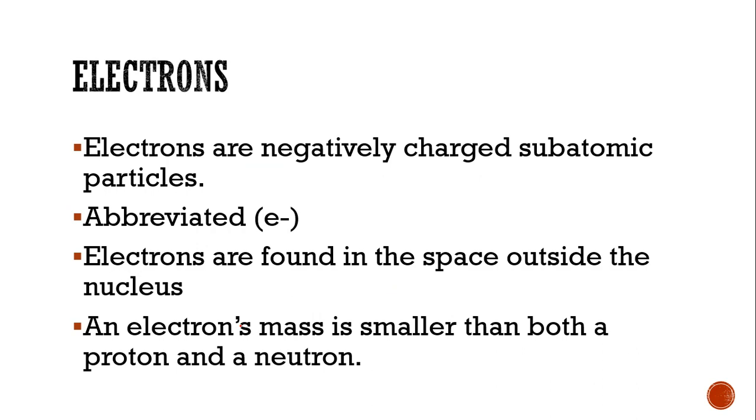The second type of subatomic particle are electrons. Electrons are a little bit differently than protons. They have the opposite charge. Instead of being positive, electrons are negatively charged. Think of like electricity, negative charge. This is abbreviated with an E, which stands for electron, and then a minus sign to indicate it has that negative charge.